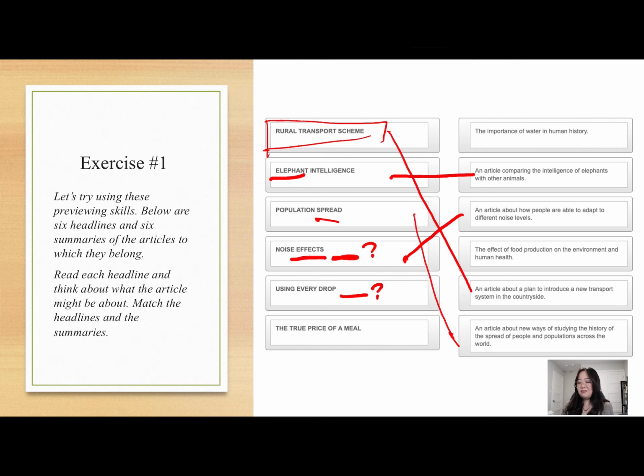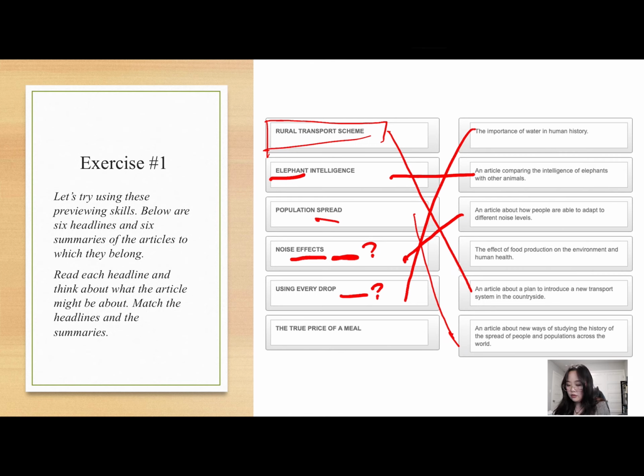Every drop of what? Water? Using every drop of water. Sounds like it's warning me to save water. Water is a very valuable natural resource. Let me see. Yes, the importance of water in human history.